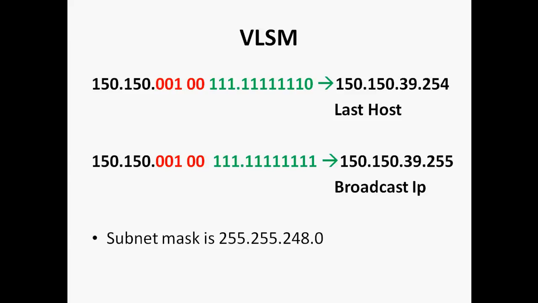So in the VLSM concept, the Office 1 subnet mask is 255.255.224.0. In Office 2, the subnet mask is 255.255.248.0. So, variable length subnet mask: the subnet mask should be different. But in the FLSM concept, all the offices get an equal number of IP addresses, so you should use the same subnet mask.